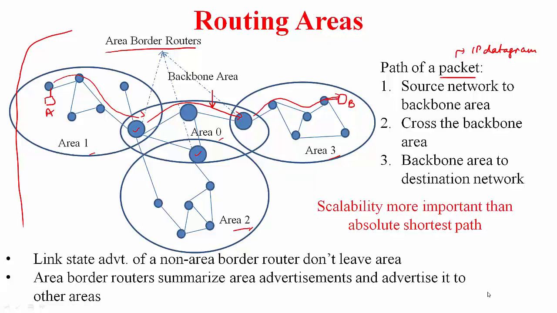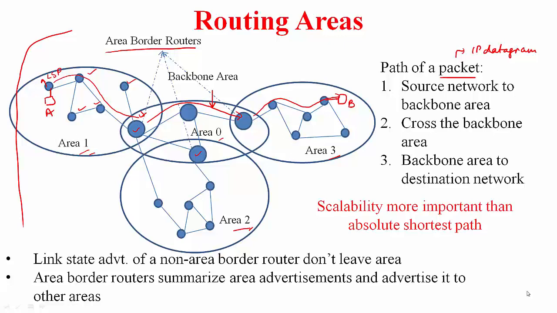So how does this help scalability? Basically, for the link state algorithm that is being run in an area, the advertisements do not leave the particular area. So for example, if this router is generating a link state packet, this is sent to all these routers and it is not sent to any other router. So the flooding happens only within an area. But then how do these routers within this area know how to reach other networks that are part of other areas? So this is handled by the area border routers.